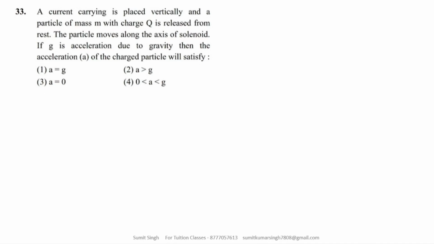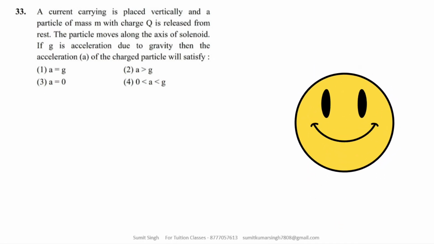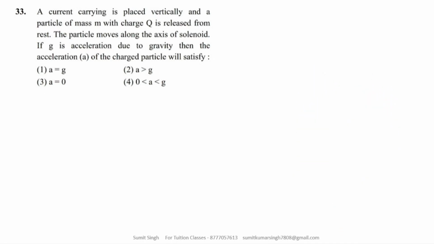A vertical current carrying solenoid is placed. A charged particle of mass m and charge q is released from rest along its axis. If g is the acceleration due to gravity, what will be the acceleration of the particle? We have the options. Pause and think.